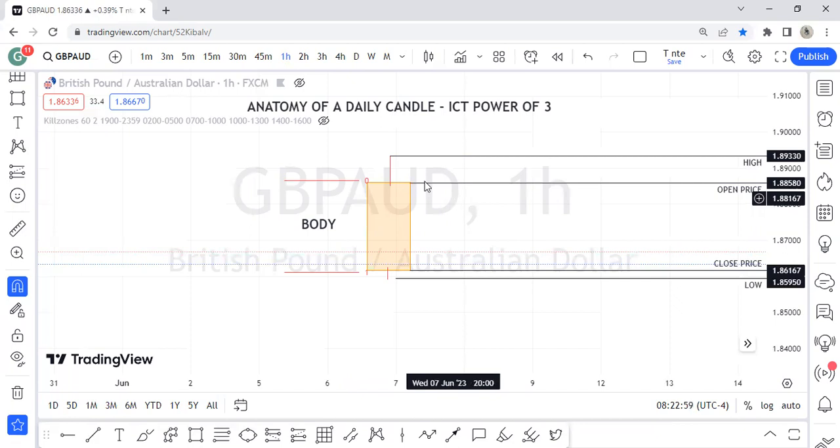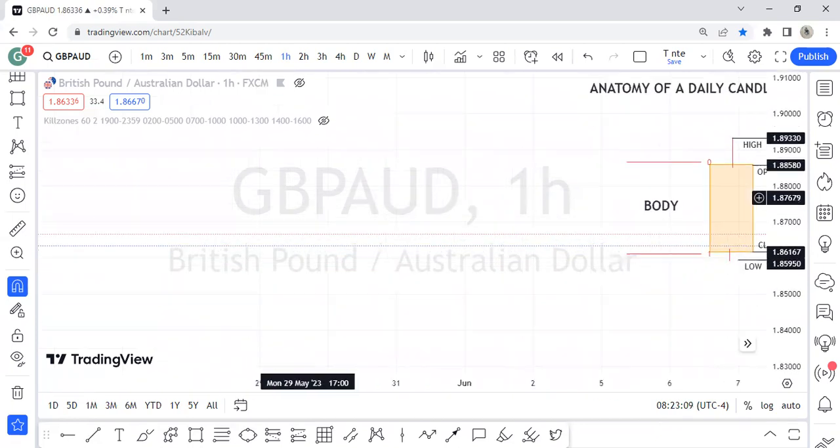And typically, the market forms the high of the day during the London session, right? Let me just talk about that a bit. So now we have understood this. Let's talk about this a bit. Now, typically, this is what the market looks like.